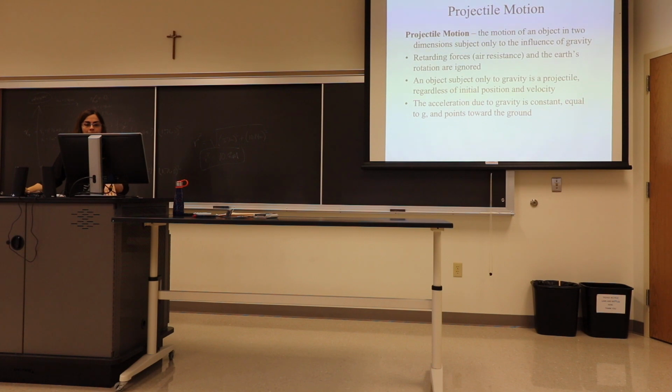The acceleration due to gravity, again, is constant, and it's equal to g. We talked about that, g is 9.81 meters per second squared, and it's pointed down. It's pointed towards the ground. So it doesn't matter how you set your coordinate system. Positive could be up, positive could be down. Gravity is always going to go towards the ground.